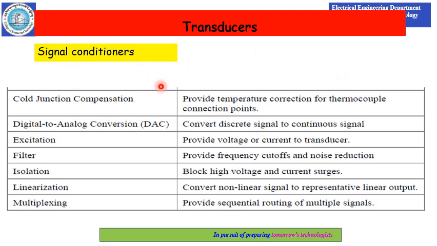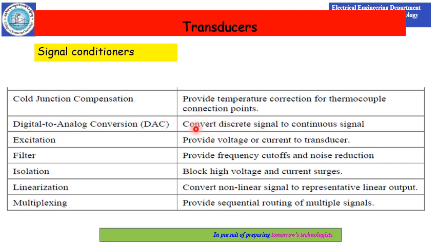So these are the other types of signal conditioners. The first one is the cold junction compensation. It provides temperature correction for thermocouple connection points. So it is a technique that is used in temperature measurement systems to compensate for the ambient temperature at the point where the thermocouple wires are connected to the measuring instruments. So the temperature at this point is known as the cold junction temperature, and it can affect the accuracy of a temperature measurement. The second signal conditioner is the digital to analog conversion.